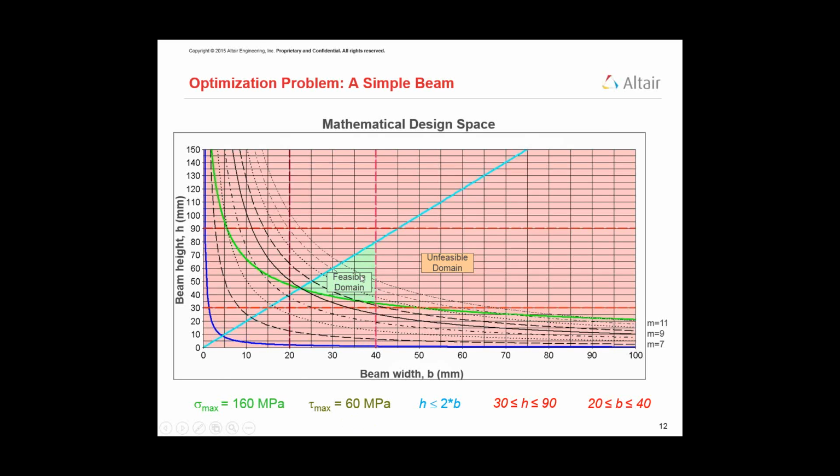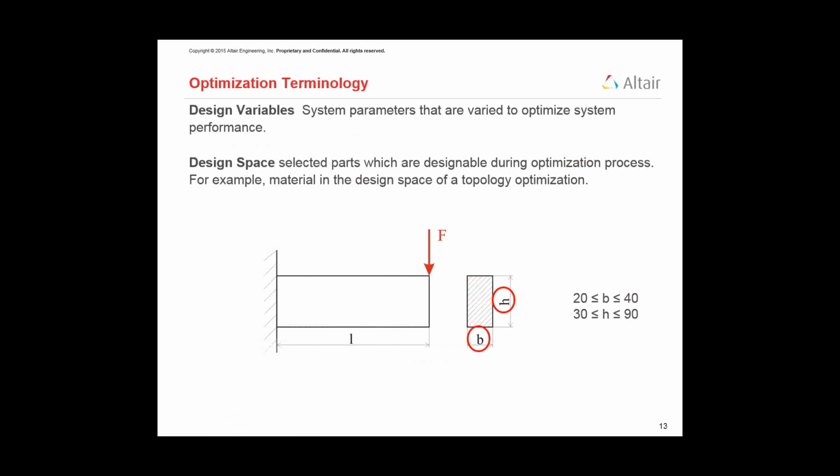So if I come here and I look, 35 and 60 is a feasible combination. It meets every single one of these requirements. But we're not just looking for a feasible combination. We're looking for the optimum combination. And that is the lowest mass part that falls within our feasible domain. And that's somewhere in the neighborhood of 22.5 and 45. That's how optimization works. Now, this is a mathematical, theoretical example of how optimization works, but this is what's going on behind the scenes.